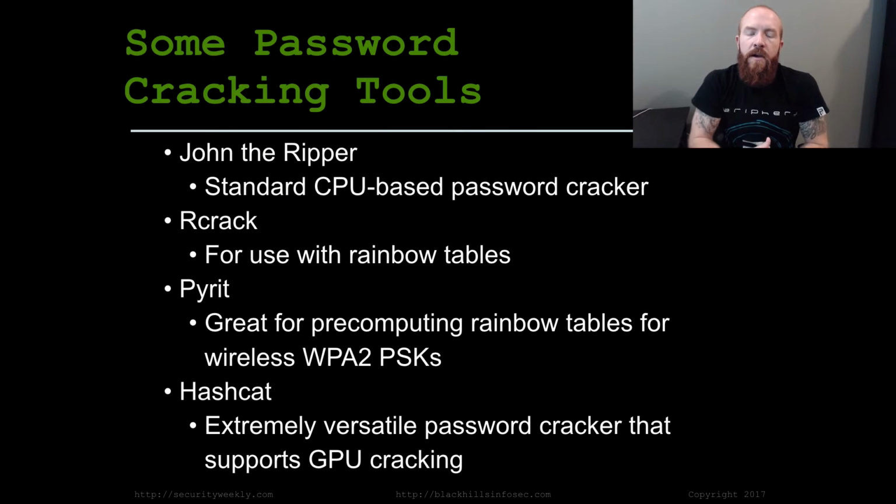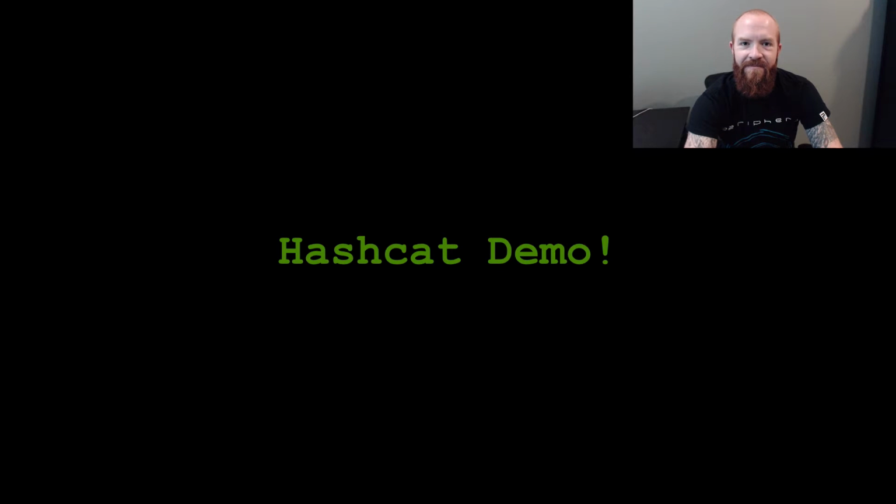And here are some password cracking tools. John the Ripper is a very standard tool, it's very common to use, and it's very good with just CPU. There's rcrack for rainbow tables. There's Pirate for pre-computing tables for WPA2 PSKs that I like a lot. And then there's Hashcat, which we mentioned a little bit before, and that's the one I'm going to demo here in a bit. It's extremely versatile and supports GPU cracking. I'm pretty sure it's the industry standard on what everyone's using for cracking passwords these days. So we'll do a quick Hashcat demo.